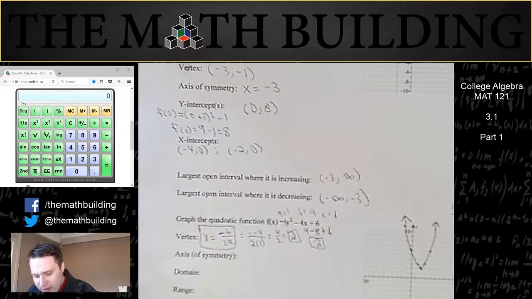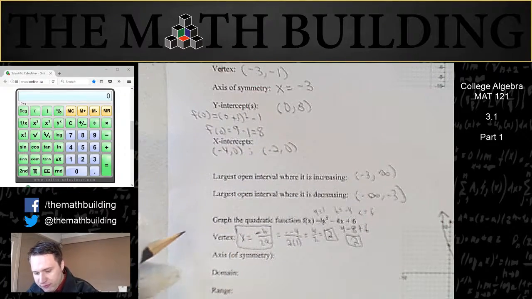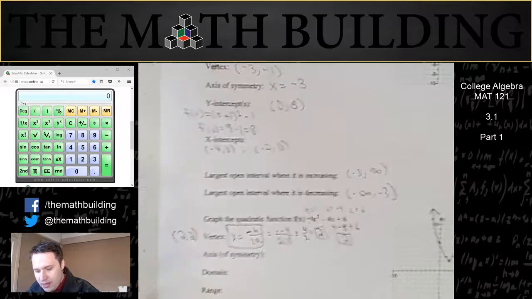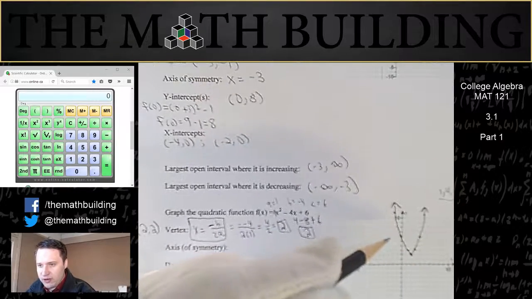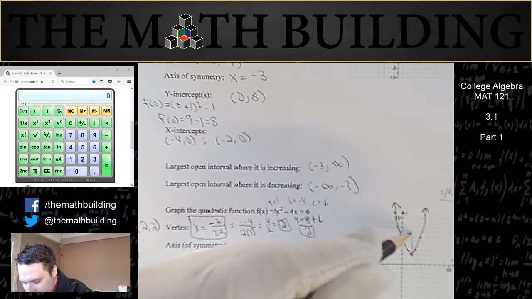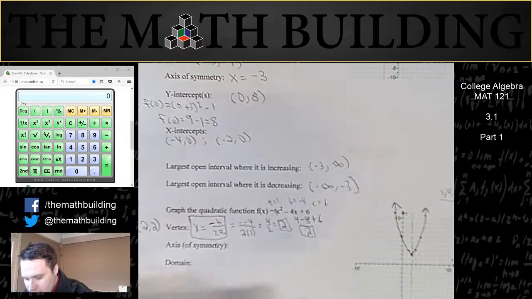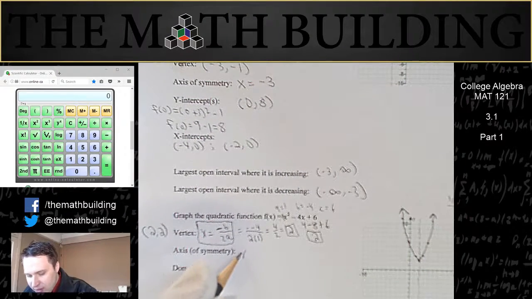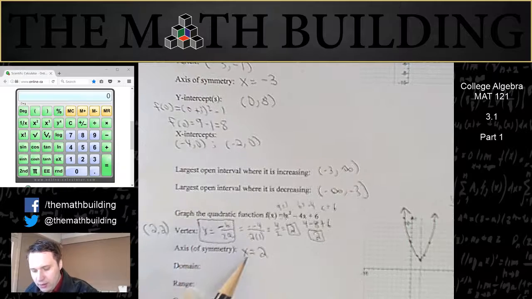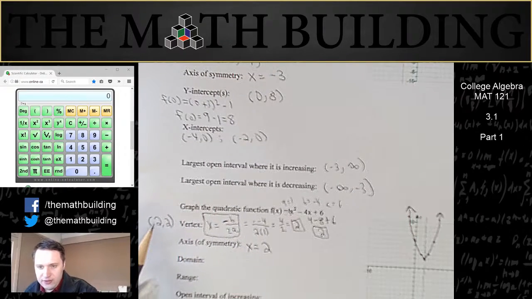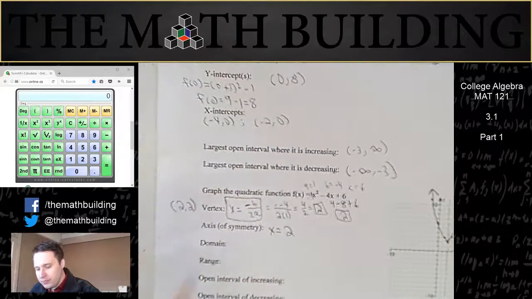Okay, so we know that our vertex, I'll write it over here because I'm out of room, was the point 2, 2. And so the axis of symmetry is going to be a line that comes through my parabola like this. And that's going to be the line x equals the x value, so x equals 2 is the axis of symmetry.